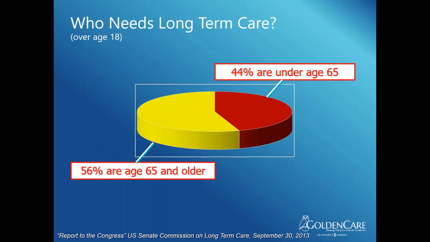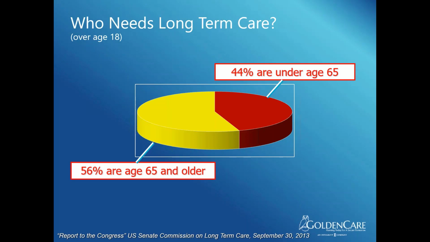Okay. So who needs long-term care? Another misconception is that only people over age 65 need it. In fact, 56% of people who need long-term care are actually under 65. There are all kinds of people who have strokes at 58.